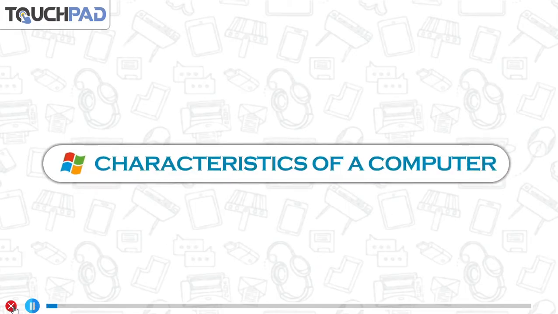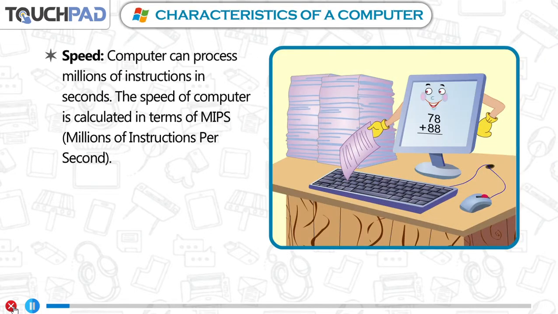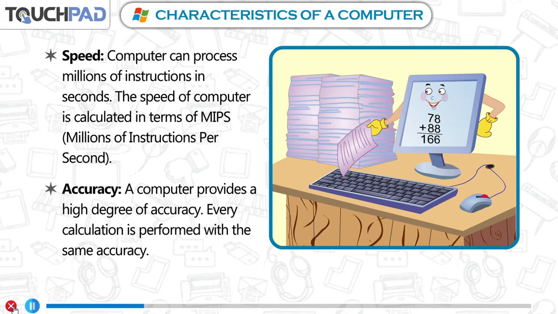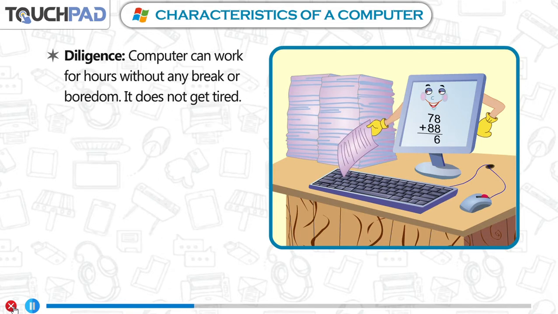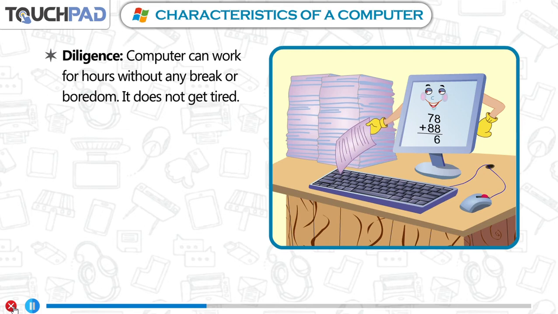Characteristics of a computer. Speed. Computer can process millions of instructions in seconds. The speed of a computer is calculated in terms of MIPS, millions of instructions per second. Accuracy. A computer provides a high degree of accuracy. Every calculation is performed with the same accuracy. Diligence. Computer can work for hours without any break or boredom. It does not get tired.